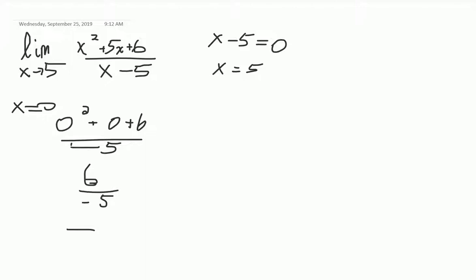So for the right hand limit, we need to pick something that's larger than 5. 6, 7, 8, 9, 10. It doesn't really matter. We'll just use 6. So when x equals 6, we'll have 36. 6 squared is 36. Plus 6 times 5, 30. Plus 6, all over x minus 5, 6 minus 5.